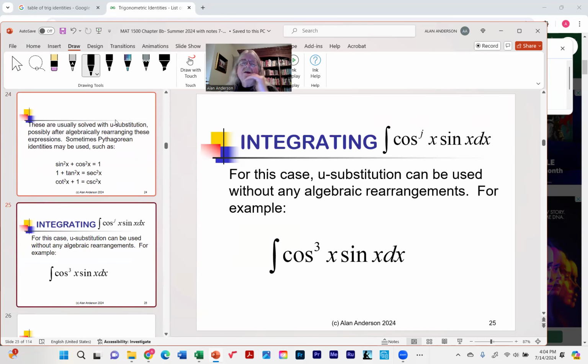Here we go. Now, here we have to have a bunch of cases. You notice what is written here. We have cosine to the j power x sine x dx. If you have an integral, rather, that falls into this format, then you can use what we're about to do. So we have cosine cubed of x sine of x dx. What should we do?